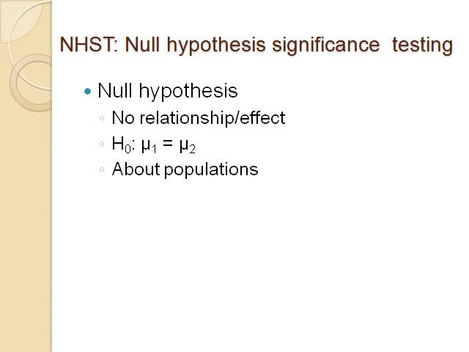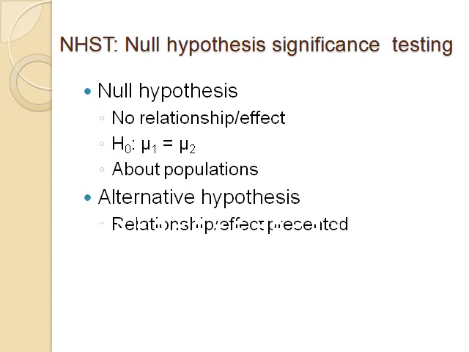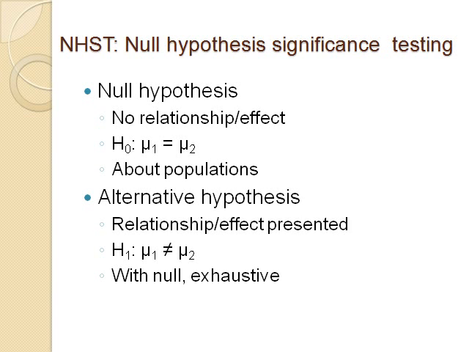Okay, so that's the null hypothesis. The alternative hypothesis is generally what you hope to find, so it's that a relationship or effect is present. Again, in notation, H sub 1 or H sub a: mu1 is not equal to mu2. Or it could be mu1 is greater than mu2, or mu1 is less than mu2. However, it needs to be exhaustive when paired with the null. The null and the alternative together need to account for all the possible outcomes.